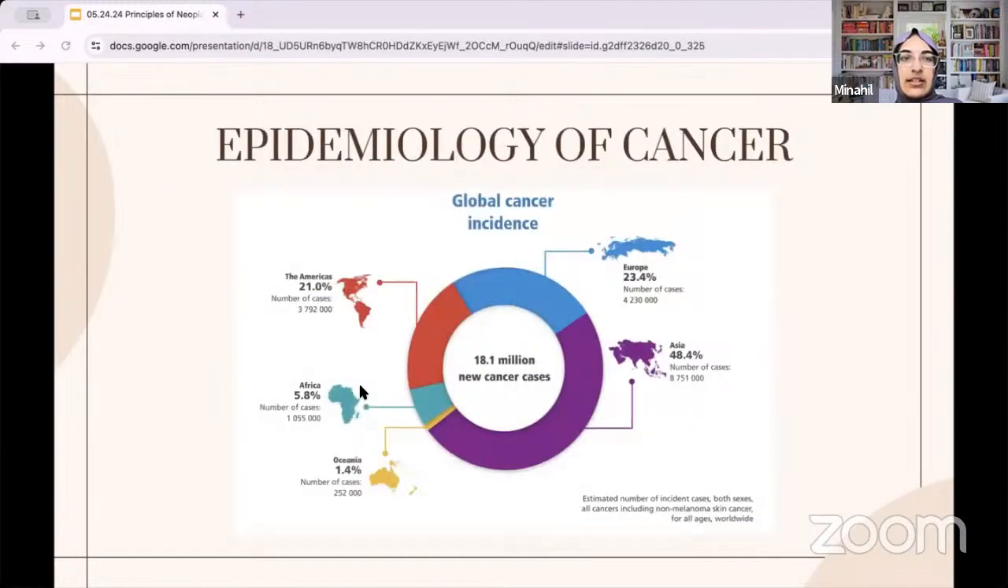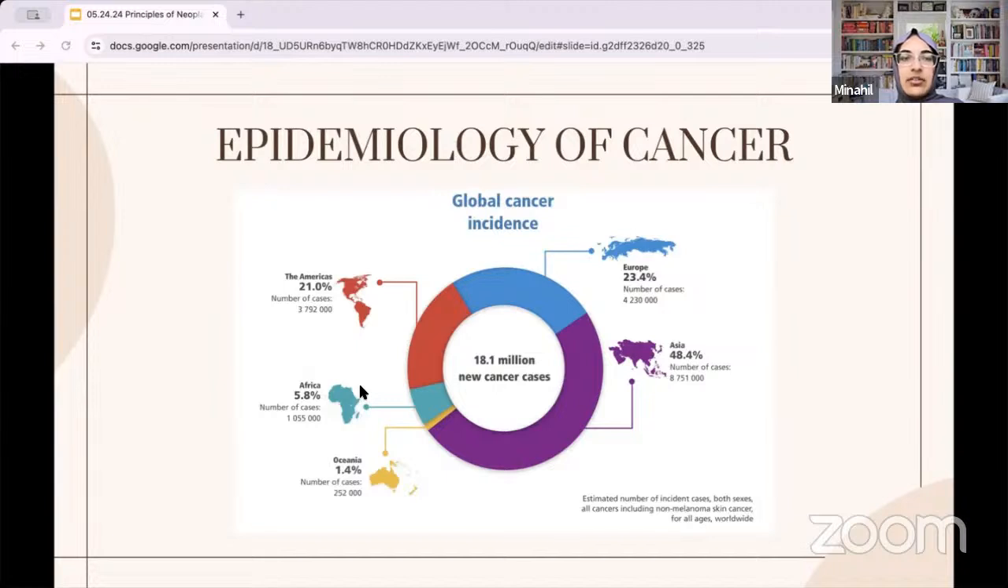Now let's switch gears into the epidemiology of cancer. Let's focus a little bit more on malignant cancers specifically and their epidemiology. The global cancer incidence is 18.1 million new cancer cases every year, with the most incidences occurring in Asia.